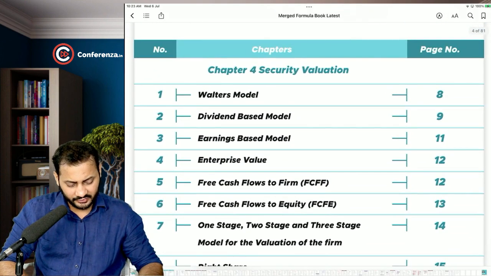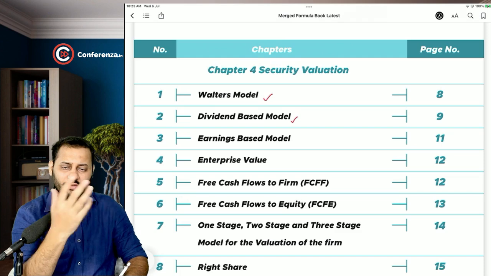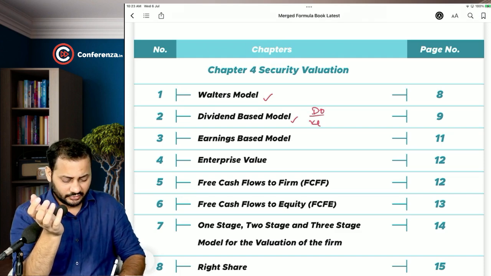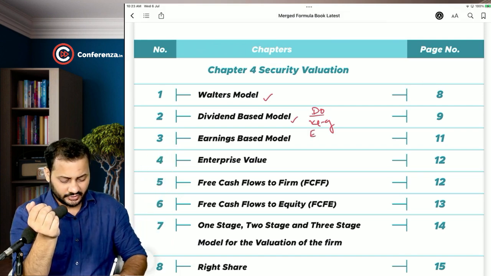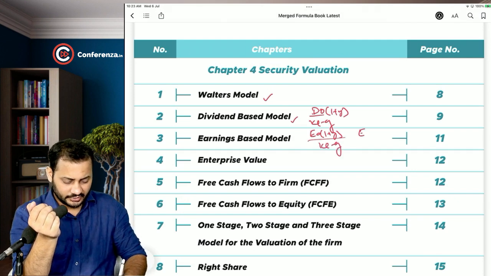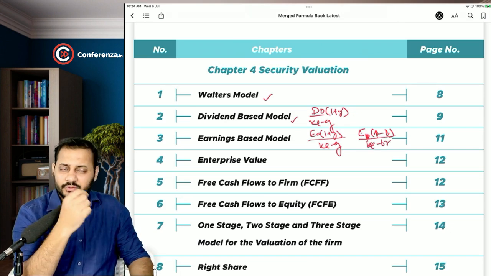Then we started with security valuation, and if you try to remember, there was the dividend based formula, or we can say Gordon's formula: D0 divided by cost of equity minus growth. Or we have also seen, in the discounted dividend method, the earning based formula: E0 into (1 plus growth) divided by cost of equity minus growth, or EPS into (1 minus b) divided by cost of equity minus b r, which ultimately gives you the dividend in the numerator.